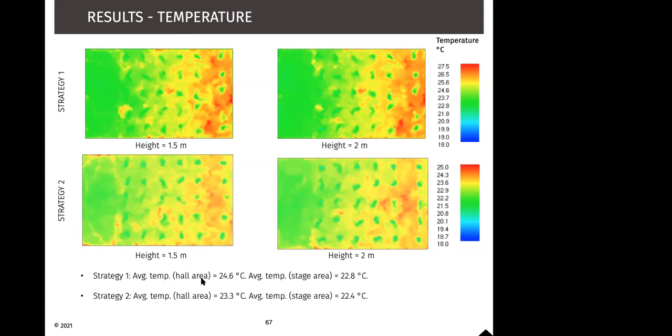Now, if we were to look at the average temperature for the hall area, for strategy 1 it is 24.6 degrees centigrade. For strategy 2 it is 23.3. So it has decreased by 1.3 degrees. And the stage area, because we have not changed any strategy there, is somewhere around 22.4 to 22.8 degrees.